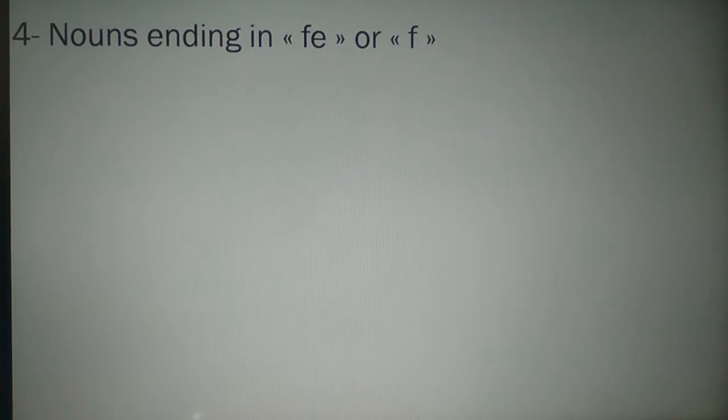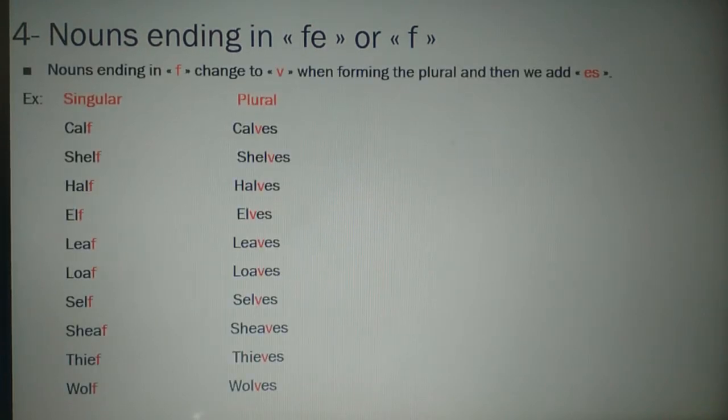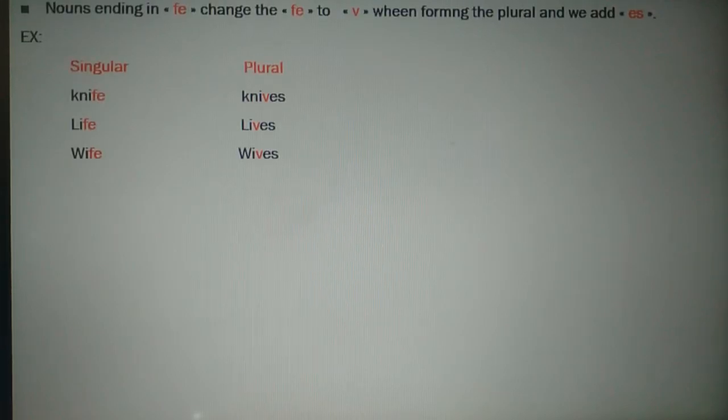Nouns ending in fe or f, we always turn the f or fe to v and then we add es. For example, calf, calves. In place of f, we put v, then es. The same with fe, we change it to v and then we add es. For example, knife, it's knives.